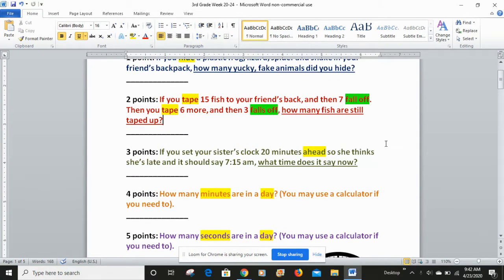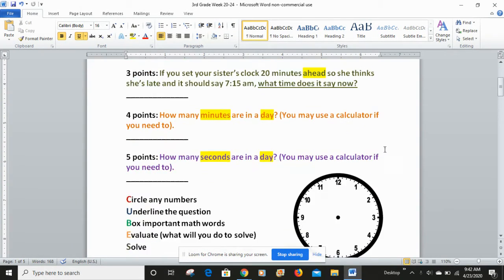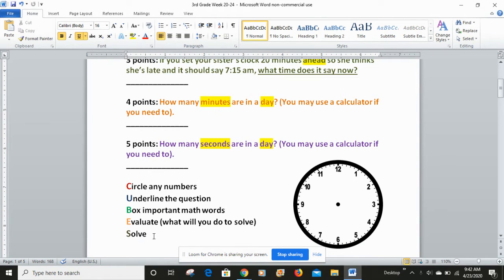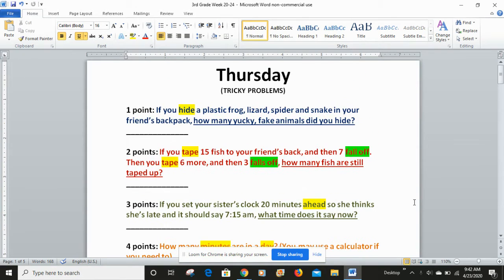So the strategy for story problems is using the cubes method. Circle any numbers, underline any question, box any important math words, evaluate what you will do to solve, and then solve. In these first couple, I helped you, kind of started you off in that cubes method. I did not circle any numbers, but I did underline the question and I highlighted a word or two in there that might be important to solving.